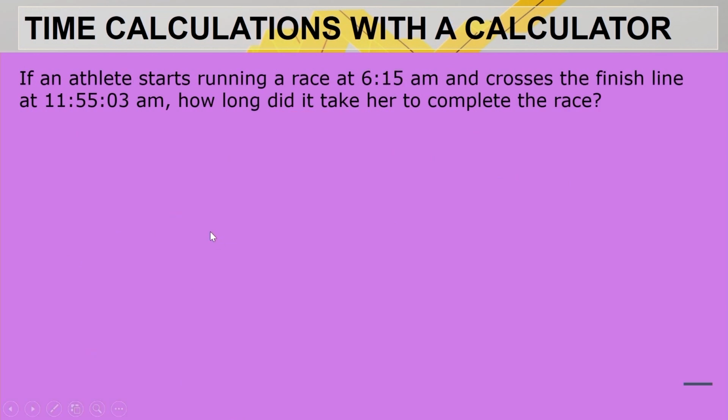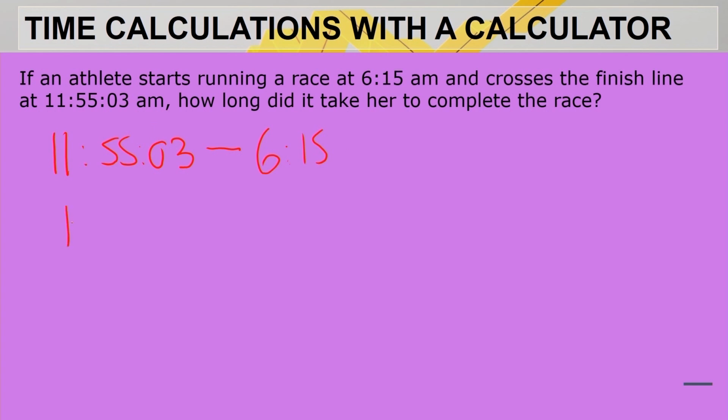Let's look at another example. If an athlete starts running a race at 6:15 a.m. and crosses the finish line at 11:55:03 a.m., how long did it take her to complete the race? Okay, so she finished at 11:55:03 and she started at 6:15. So we need to take the end time and deduct the start time.